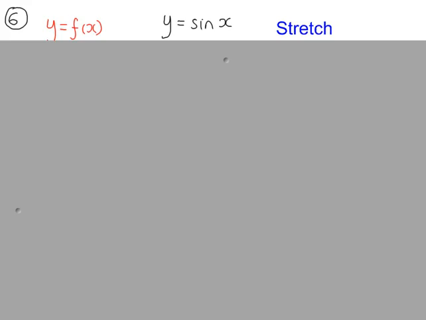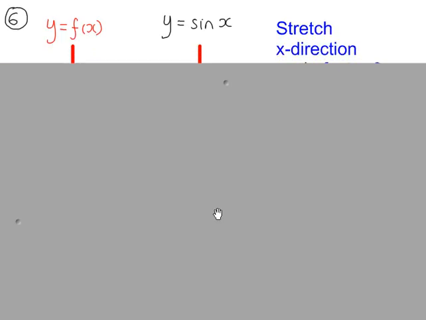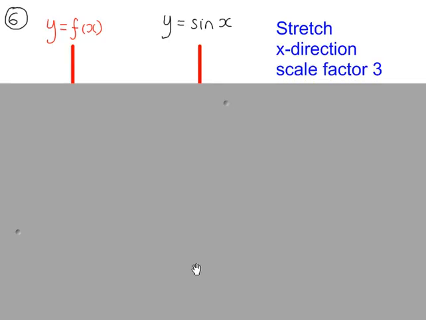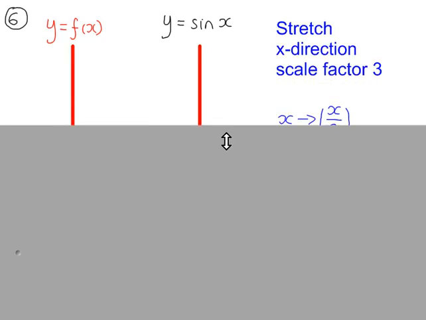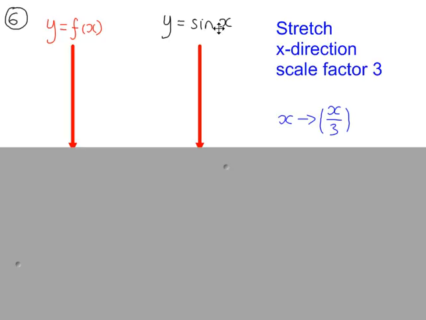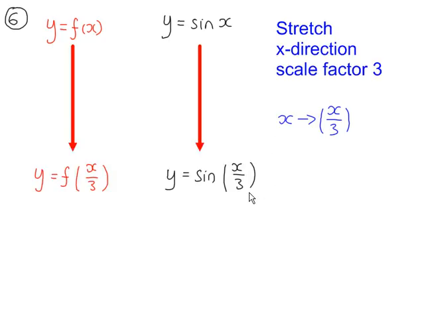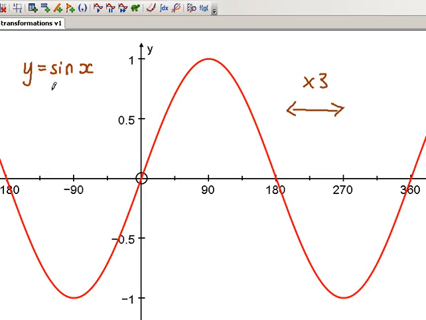Example 6, a stretch in the x direction, so parallel to the x-axis, by a scale factor of 3. So replace the x in the original equation with x divided by the scale factor. So replace the x with x over 3 to get y is equal to sine x over 3. So y is equal to sine x will be stretched by a scale factor of 3 in the x direction.